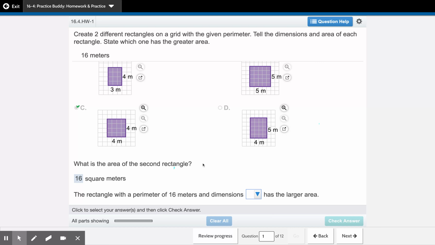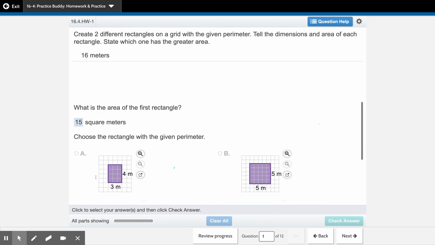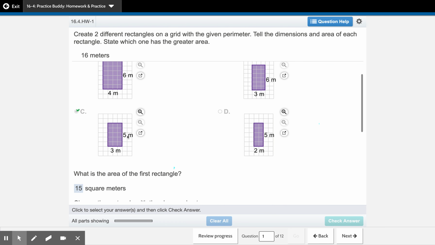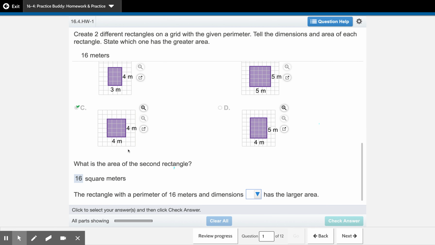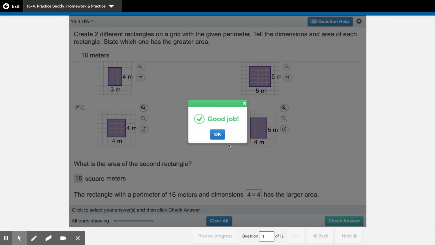Now it wants to know the rectangle with a perimeter of 16 meters and the dimensions of what has the larger area. So I have to go back and look. So when it was 4 by 4, it was 16. And when it was 5 by 3, it was 15. I know that 16 is larger than 15. So the dimensions of 4 by 4 had the larger area.